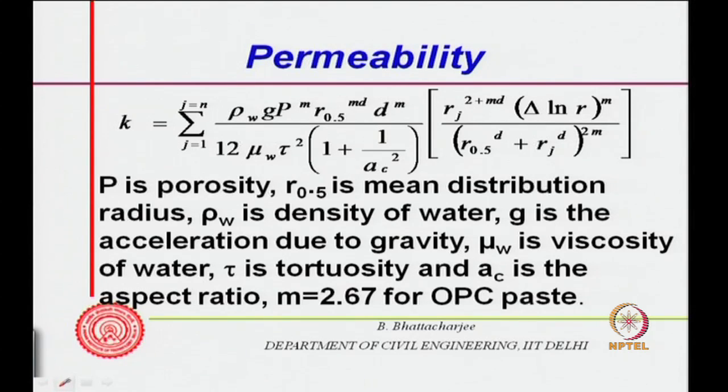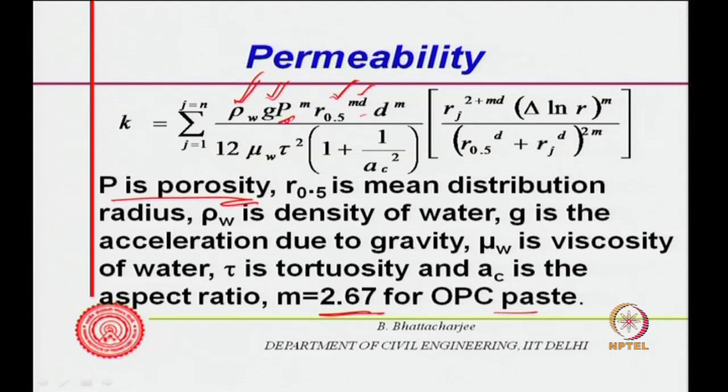Rho is the density of water. This equation is theoretically derived based on results of intrusion porosimetry, whereby interconnected pores one can determine their porosities. So, it depends upon density of water, g is acceleration due to gravity, P is the porosity. This is what is called mean distribution radius or median pore. M is a factor exponent which is 2.67 for OPC paste, might vary from material to material, and D is the dispersion of the pores.